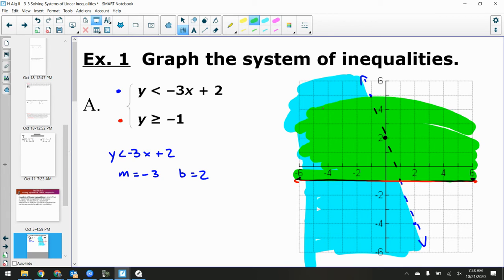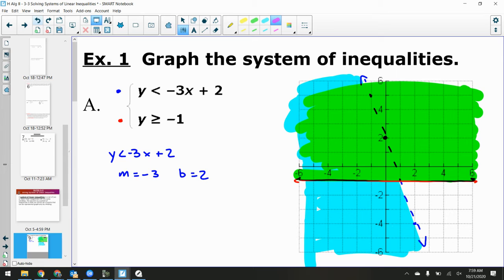I wish it changed color when I overlapped the shading. I guess I could have, maybe I could have done this. Oh, that's not doing anything. Here, I'll do the purple. Oh, that's like black.